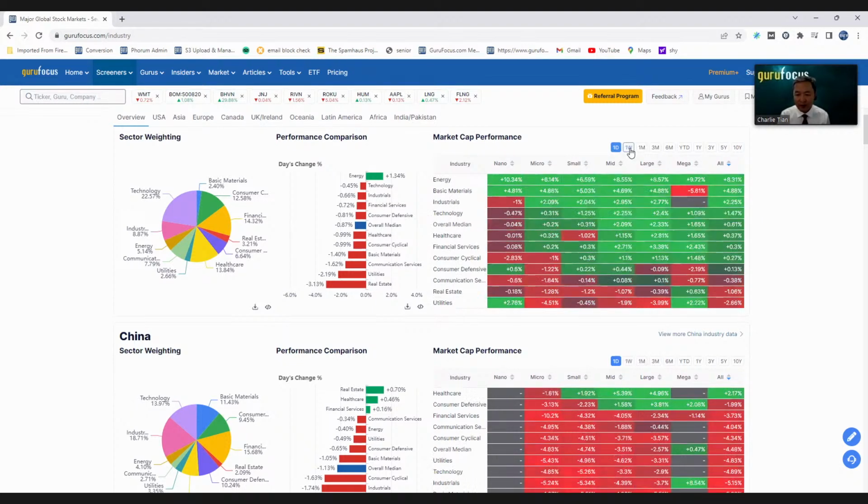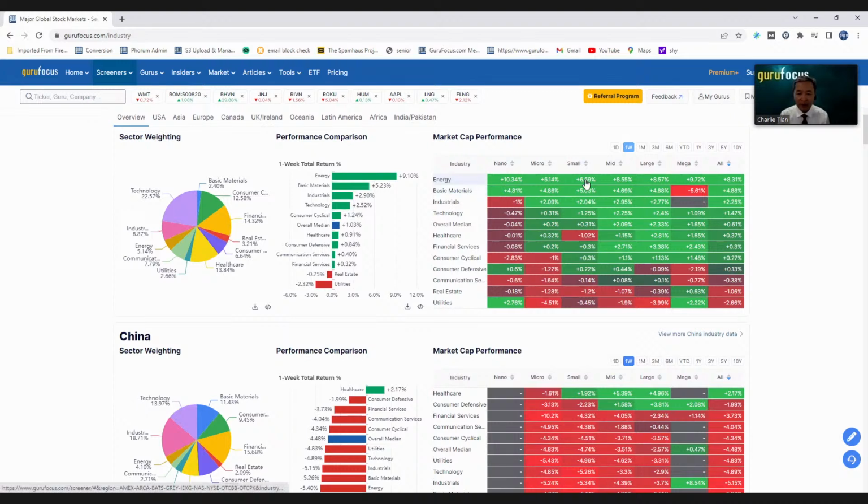Over 1 day and 1 week, for instance, 1 week, apparently the energy companies are doing much better, especially the large mega cap energy companies. The basic materials are doing okay, but the large ones are not doing well, and the smaller ones are doing better. It gives you a more clear picture. And for instance, for healthcare companies, the small companies are doing poorly, but large companies are doing relatively better. It gives you a better idea of which area of the market is doing well.